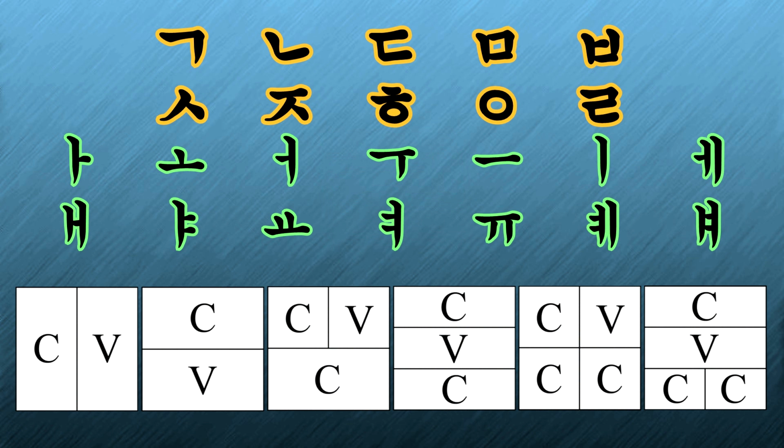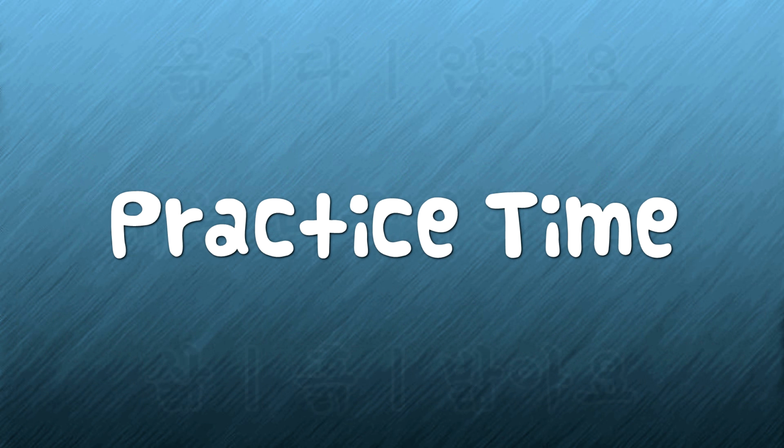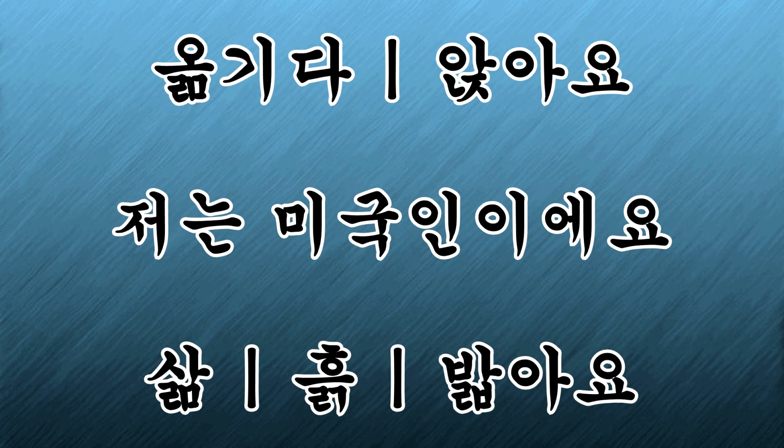So by now we've covered a total of 10 consonants and 14 vowels. We've also learned 6 syllable blocks. So let's put everything together that we've learned and do some quick practice. Try reading these examples on your own. You can pause the video here. Here are the answers.